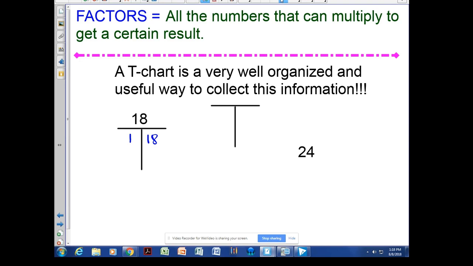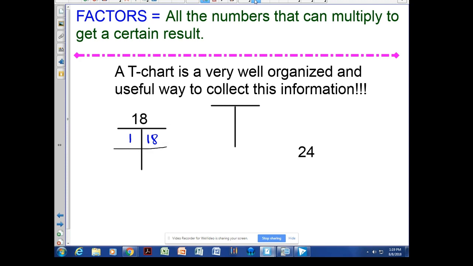But this also shows us something that's very important to remember. The smallest positive factor of all numbers will always be 1, and the largest factor of all numbers will be the number itself, in this case, 18. But we're not finished, so let's continue.